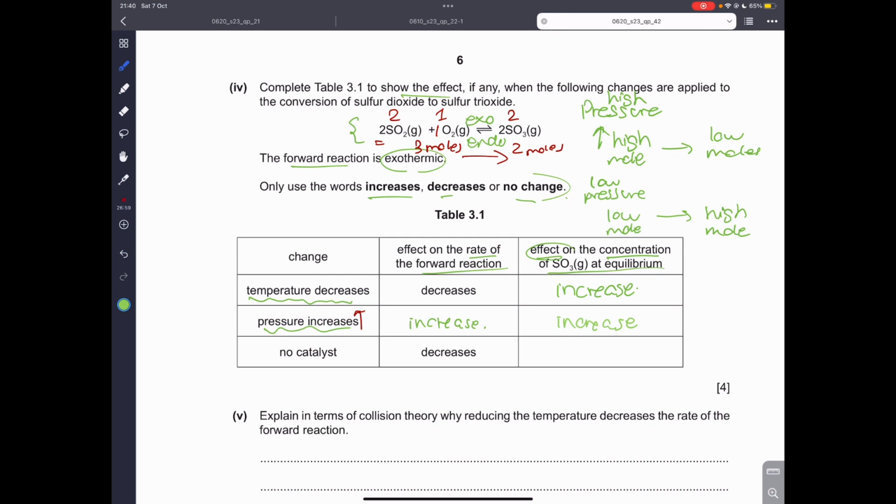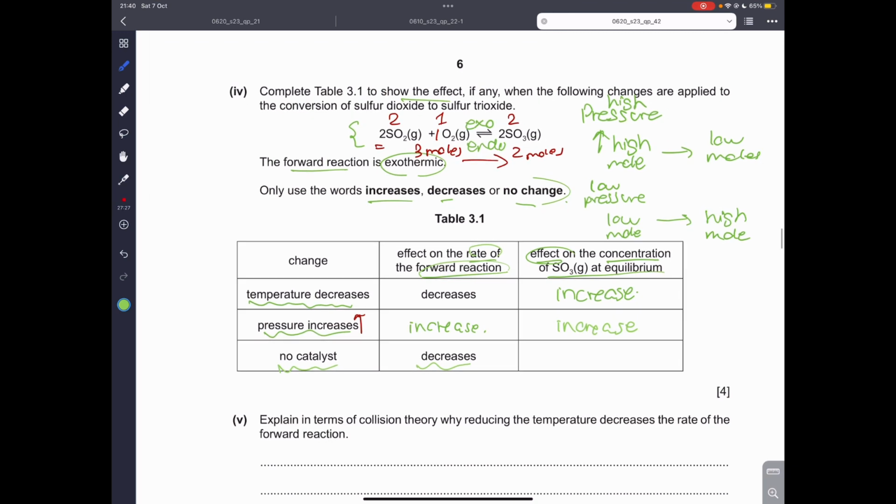Okay, no catalyst. What will happen when there is no catalyst? Well, the rate of the forward reaction will decrease, because when there is no catalyst, the rate of reaction is going to be really slow because the activation energy is really high. But the catalyst does not change the concentration of sulfur trioxide. It does not increase the product or the reactants in any way. In other words, it does not interfere with the equilibrium. So this is going to be no change.